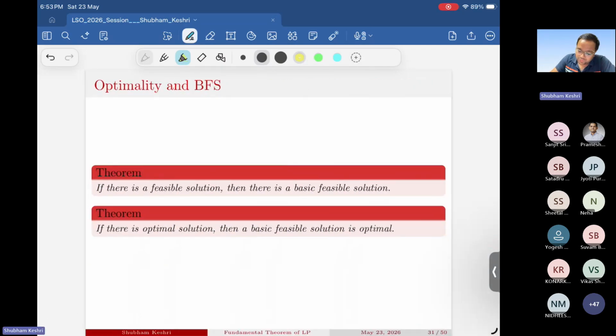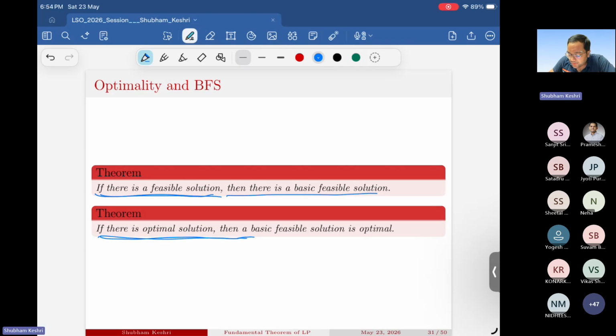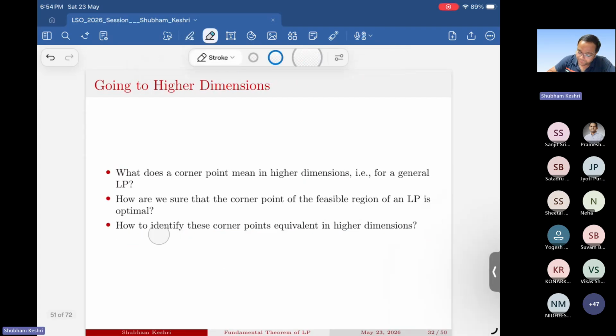Okay. So there are a few more theorems. If there is a feasible region, then there is a basic feasible solution. If the optimal solution exists, then a basic feasible solution is optimal. Why do we know this? Because we knew that an extreme point is optimal, and now we are saying an extreme point is the same as a basic feasible solution. Therefore, a basic feasible solution is optimal if the optimal solution exists. Any questions?